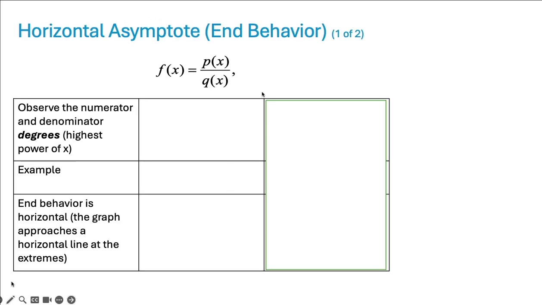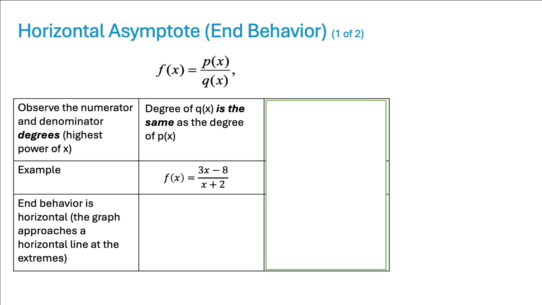The other type of asymptote that we need to discuss is the horizontal asymptote, which has to do with end behavior of the function. There are two horizontal asymptotes that we need to consider. The first one occurs when the degree of the numerator and the denominator are the same.